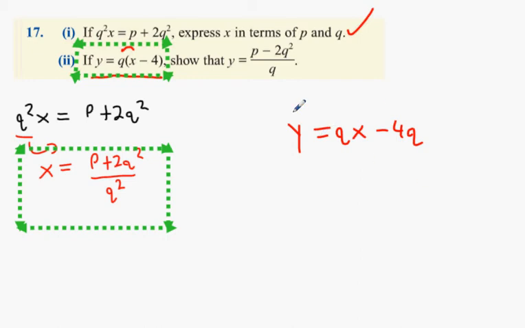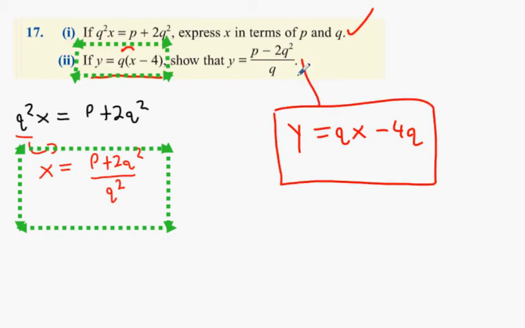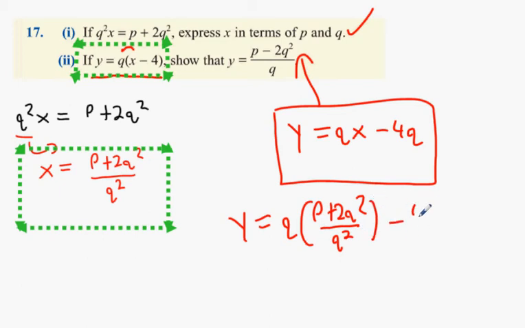Which letter is currently in this one but is not in this one here? X. X is the one we need to get rid of. Is there anything that will get rid of x for us? Is there an equation that has x on its own? It's looking at us right in the face. It's in the big green box, right? So x is on its own. Y equals q times whatever x is: p plus 2q squared all over q squared, minus 4q.